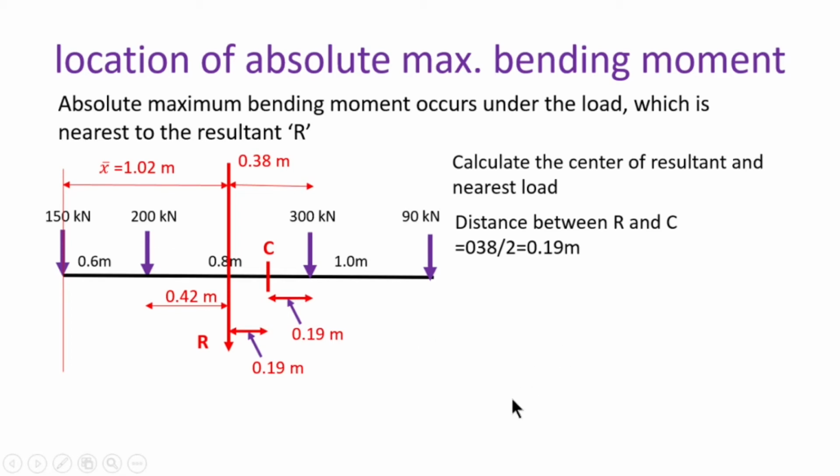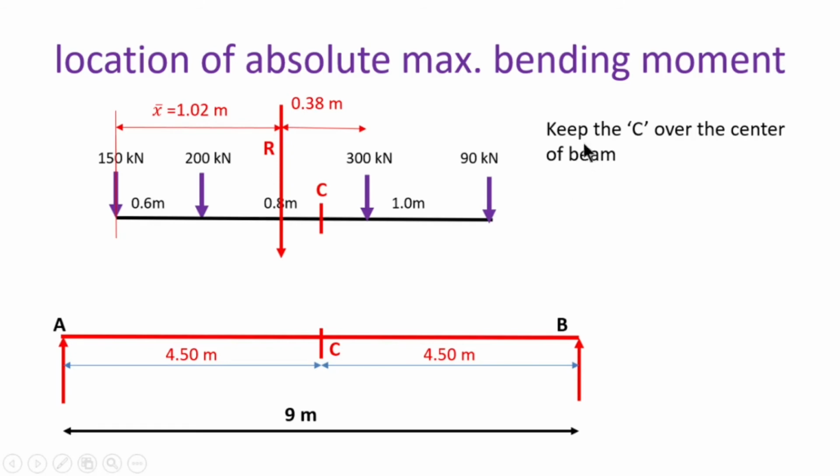Then the next step is to keep C over the center of the beam. You have to keep this C over the center of the beam. How to put this C over the center in the next step? In this way, we know the location of the absolute maximum bending moment: keep C over the center of the beam. This C is the center of the load system, and this C is the center of the beam. So we have to put this C over this C.